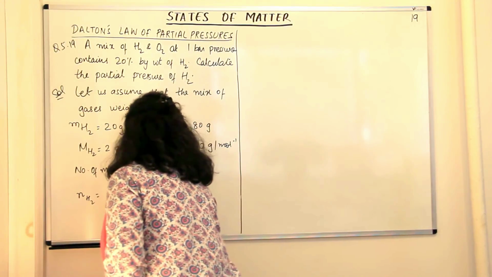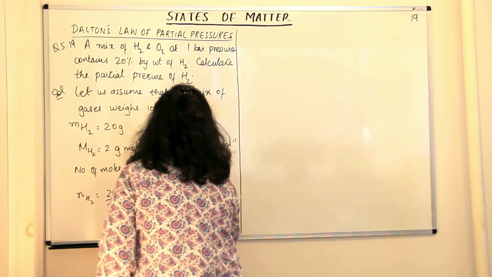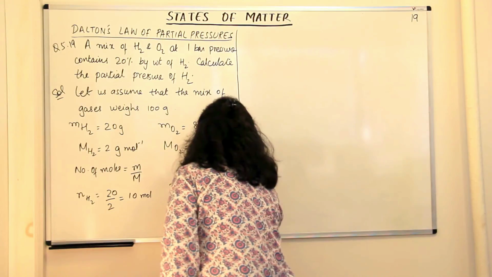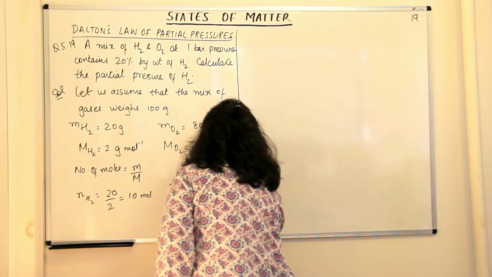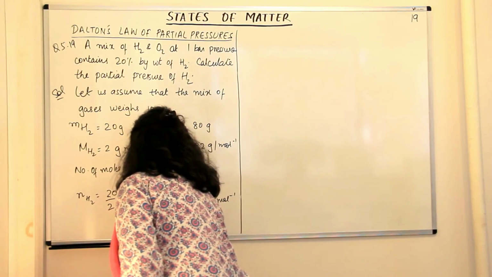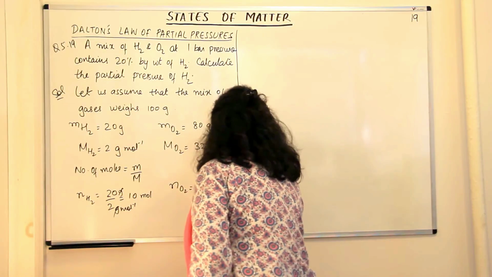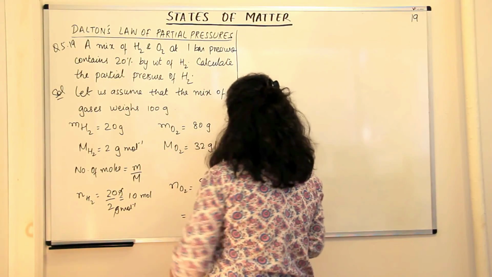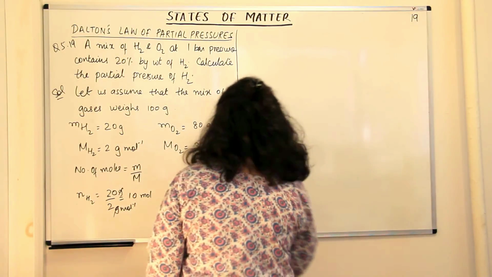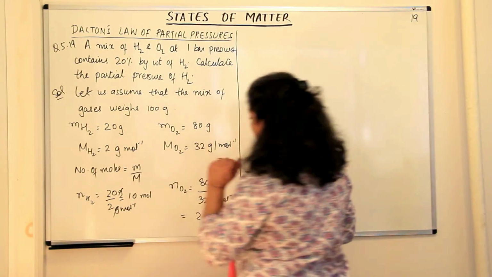And what is the number of moles of oxygen? It would be equal to 80 grams upon 32 grams per mole. So grams and grams per mole. You should always write down the units. So when you do this, this would come out to be 2.5 moles.